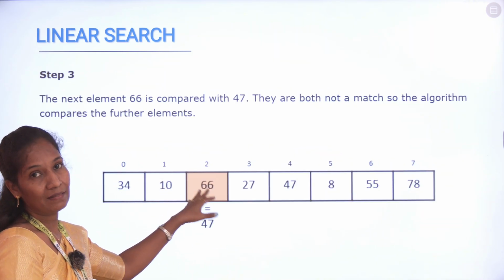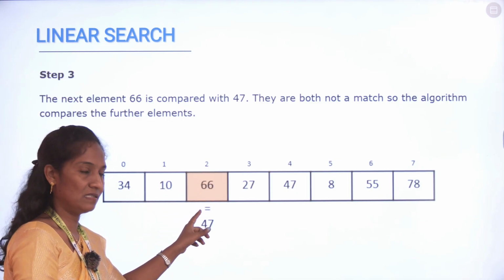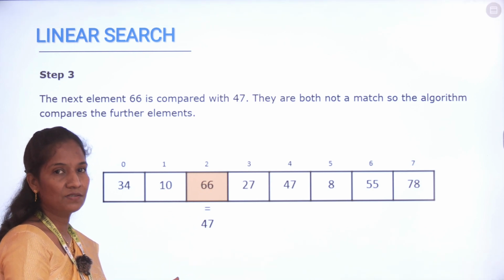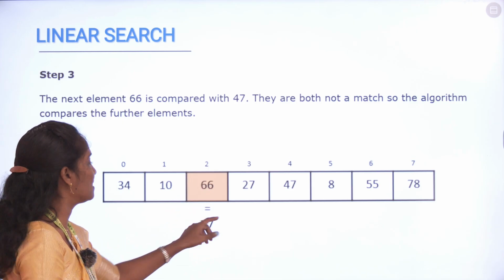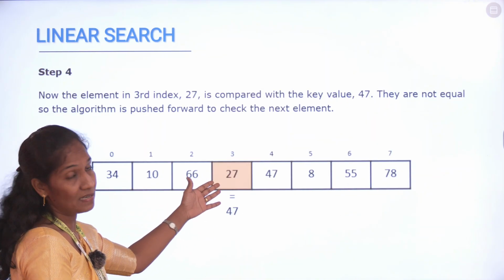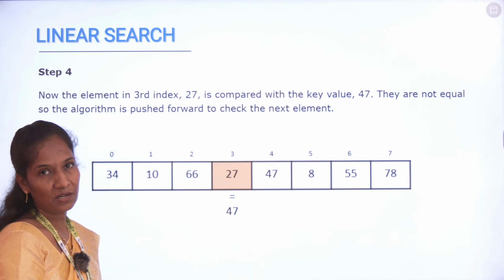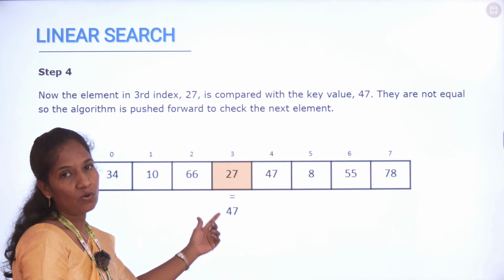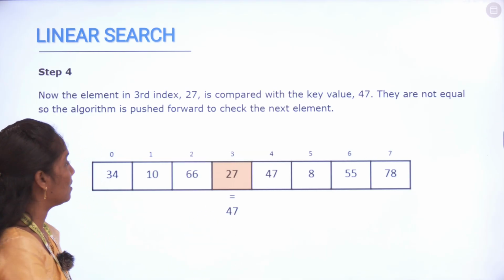Now we have moved to the third index value. The index value is 2, which contains the element 66. Here the value 66 is again checked with the search key value. The search key is 47. Here 66 is not equal to 47. So we move to the next iteration. The next index value is 3, which contains the element 27. Here 27 has to be checked with the search key, which is 47. Here 27 is not equal to 47. So again we move to the next index value.